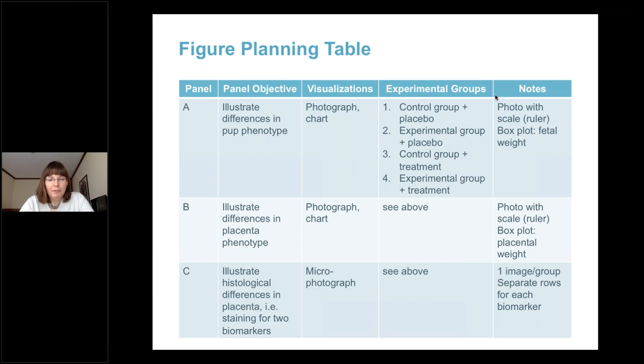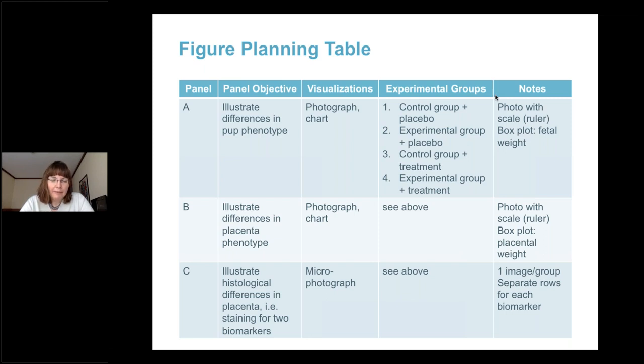The objective of the first panel is to illustrate differences in pup phenotype. I'll do this using both a photograph of pups from each group as well as a chart showing data. And then I'm going to have four different groups: control group that received placebo, experimental group that received placebo, control group that received treatment, and an experimental group that received the treatment. And then I also have some notes here. So for example, I might note that I want a photograph with a scale bar when I'm visualizing pup phenotype, and that I want to use a box plot to display data for fetal weight.